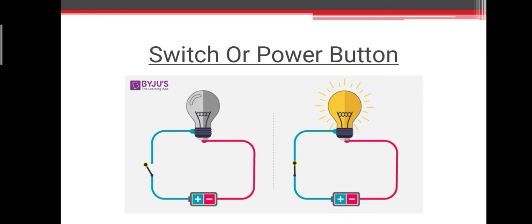It is like a gap or a gate. If the gate is closed, the circuit is complete, and if the circuit is complete, the electric appliance will light up. And if the gate is open, the circuit will be broken or incomplete, and the electric appliance will not turn on. So in this way we can call it a power button as well, because it is helping to provide the power to the bulb.